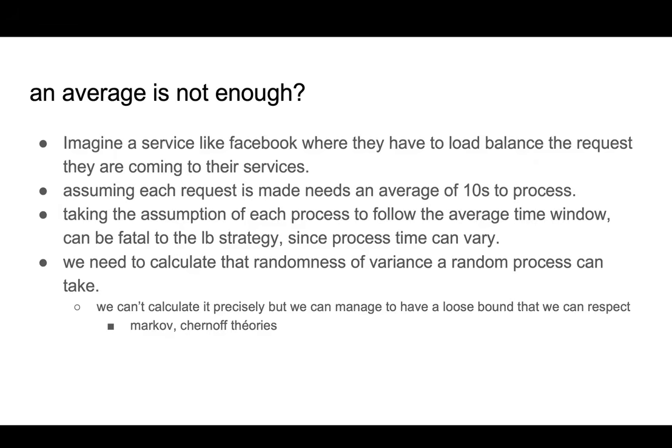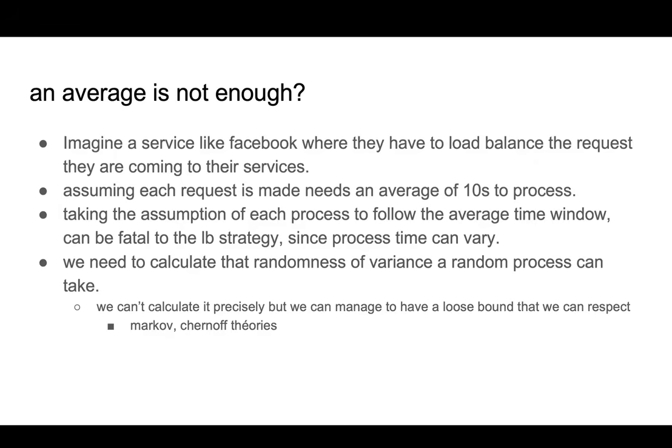So assuming that each request, for example, is going to take an average of 10 seconds to process, we should not assume that that time is fixed to that average. It will be random and it will vary around that 10 seconds. The 10 seconds is only an average. And what I mean by average is not enough is that assuming in your load balancing strategy that the process will always be 10 seconds would be fatal to your solution, because only one random process with a different variance of that time, for example, 20 seconds or more, could really destroy the whole load balancing solution. And all your strategy can bite you in the rear.